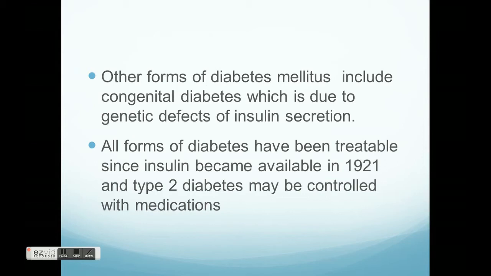Other forms of diabetes mellitus include congenital diabetes, which is due to genetic defects of insulin secretion. All forms of diabetes have been treatable since insulin became available in 1921, and type 2 diabetes may be controlled with medications.